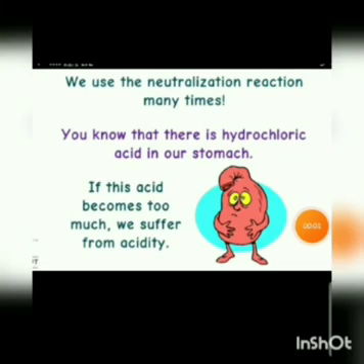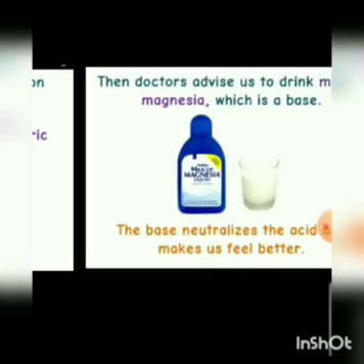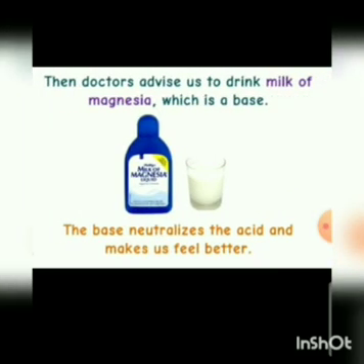Okay. We use the neutralization reaction many times. You know that there is hydrochloric acid in our stomach. If this acid becomes too much, we suffer from acidity. So when there is more acid in our stomach, we suffer from acidity. And then the doctor advises us to drink milk of magnesia, which is a base. The base neutralizes the acid and makes us feel better. So our doctor prescribes us to drink milk of magnesia, which is a base, which neutralizes the acid.